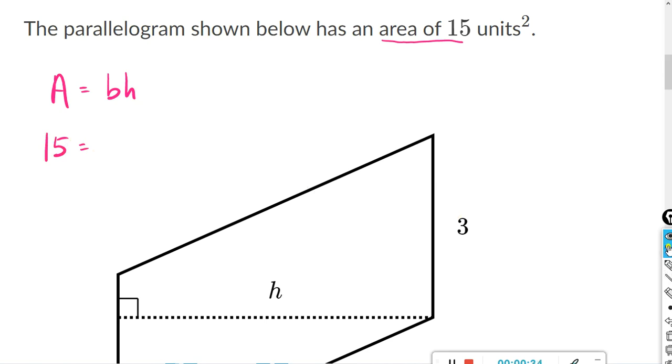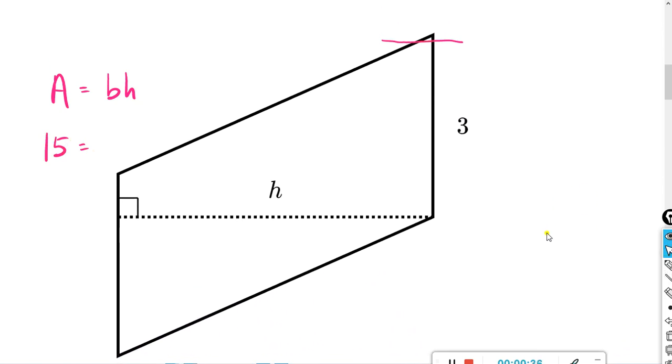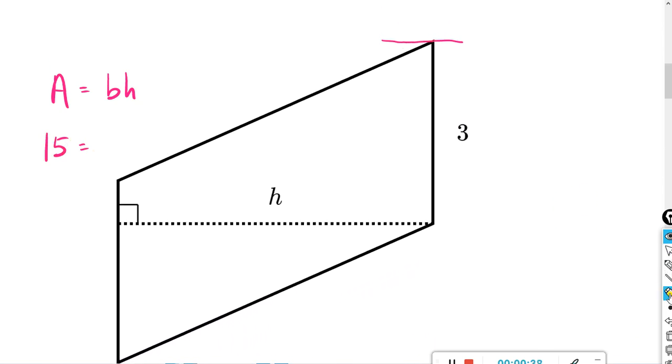Now remember, the base for a parallelogram is one of the side lengths. So this right here will be the base. That's 3. And you plug that in place of B. And the height H is given. It says right here, H.